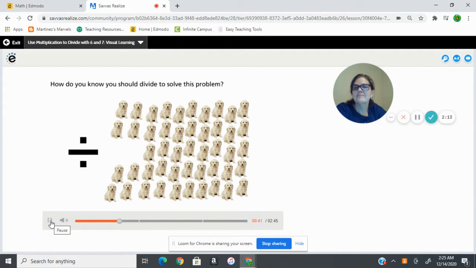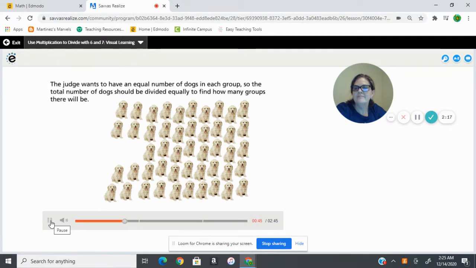How do you know you should divide to solve this problem? The judge wants to have an equal number of dogs in each group, so the total number of dogs should be divided equally to find how many groups there will be.